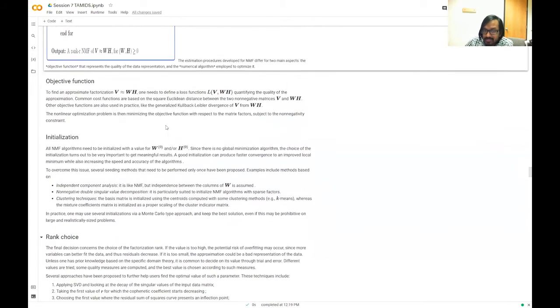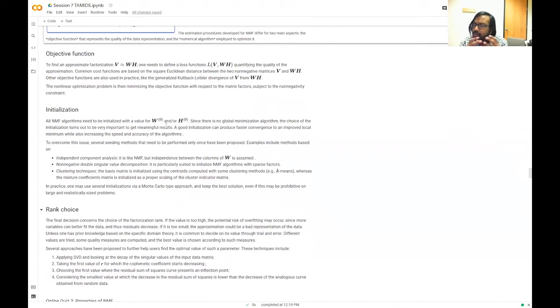Next thing that is important is initialization. How do you choose the initial values of W and H? Well, right now in R, it does it for you, but we should know that there are three important techniques that are used to initialize. For example, clustering techniques. You can initialize the basis matrix by taking the centers of the k-means algorithm. So you take the data, you cluster it, take the cluster means, and they form the basis matrix.